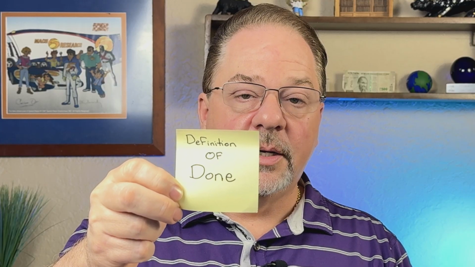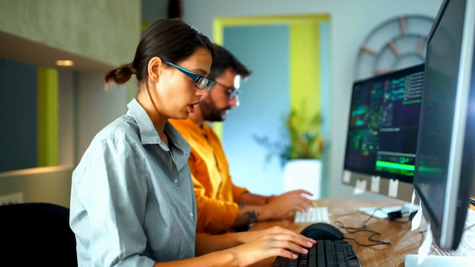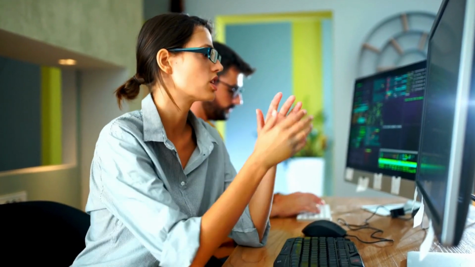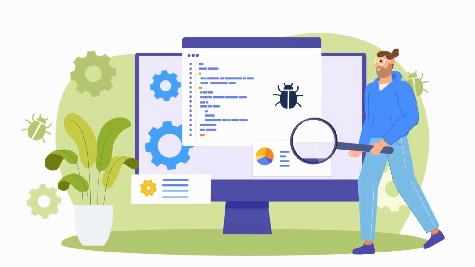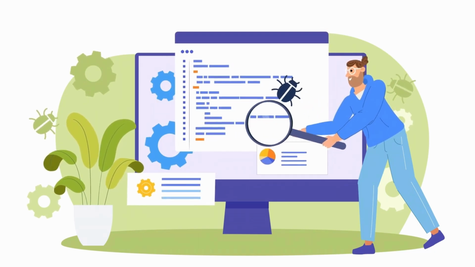This bonus term is definition of done. The definition of done is a checklist that everybody agrees upon up front to confirm when something is actually finished. An example of this would be a software development project. There'd be a feature in it, and we would say that it would not actually be done until it's coded, tested, and deployed with a sign-off. Without a clear definition, you risk delivering work that does not meet expectations.